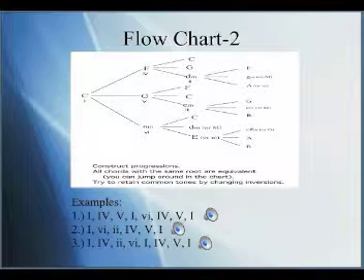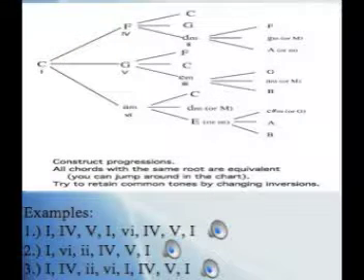Some chords can go with some and some can't. So the flowchart allows several possibilities and denies you certain other ones. And here's what these progressions sound like.